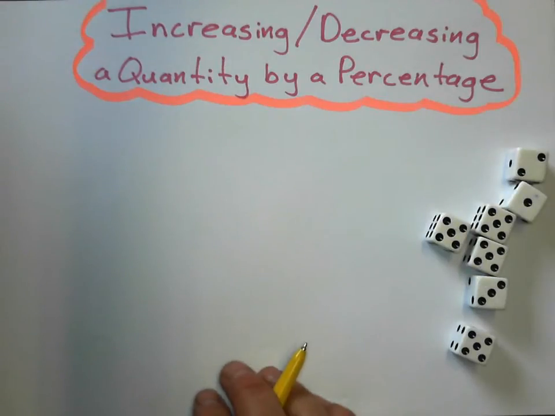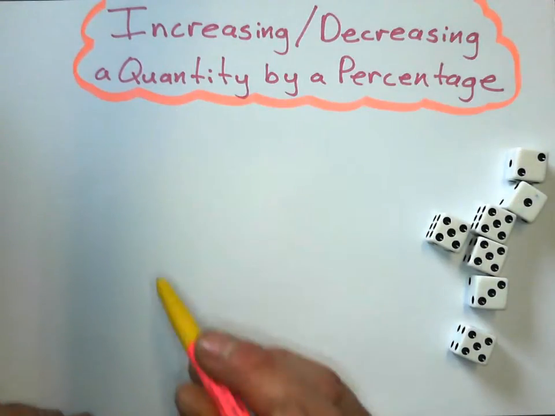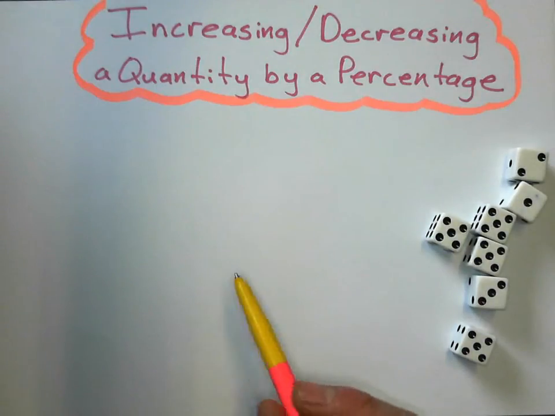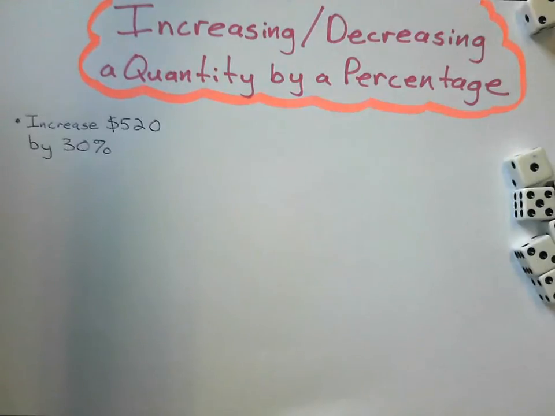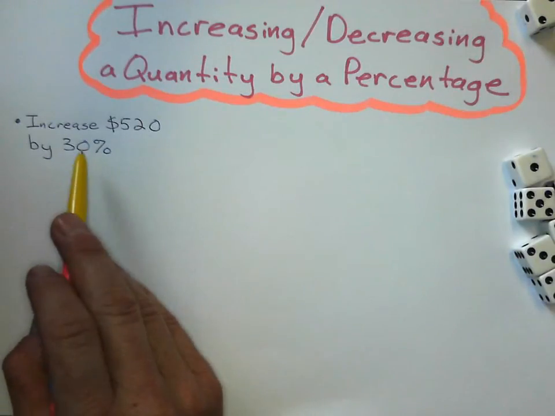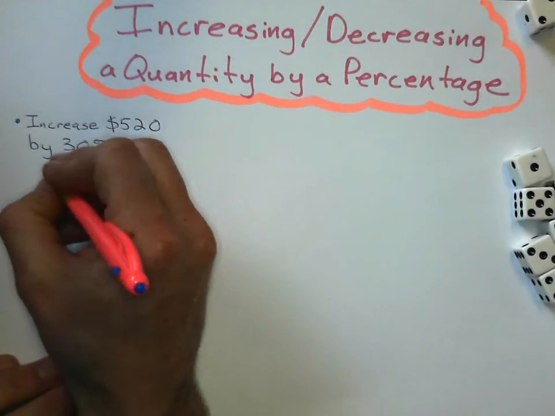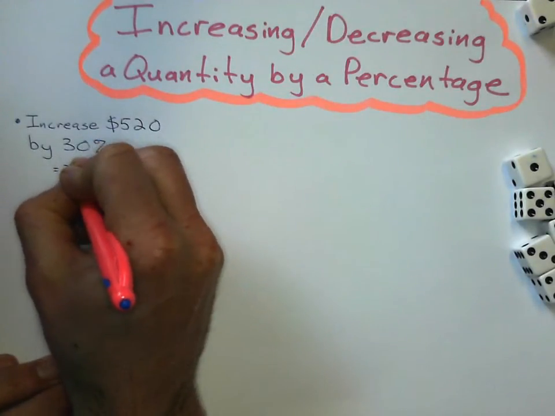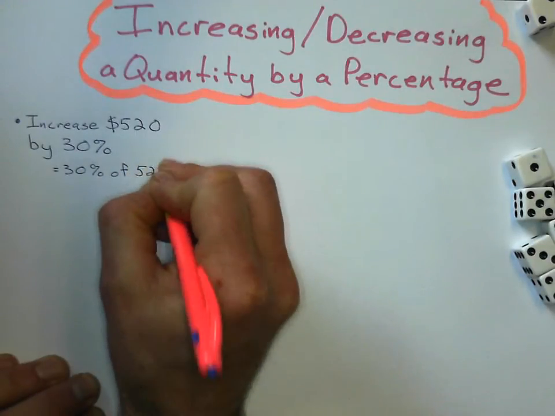All right, so we're going to be increasing or decreasing a quantity, which means an amount, by a given percentage. So suppose we have something like this. Suppose I've got the problem: increase some amount, $520, by 30%. What you can do is find 30% of 520 and then add that on to 520.